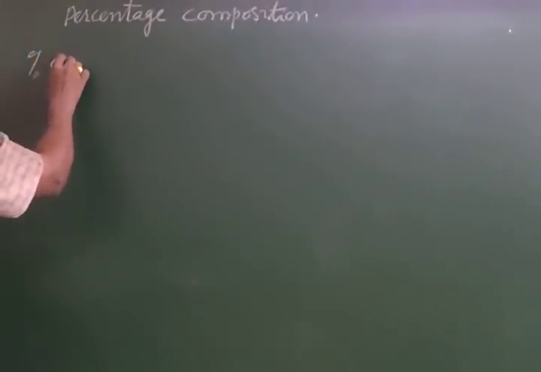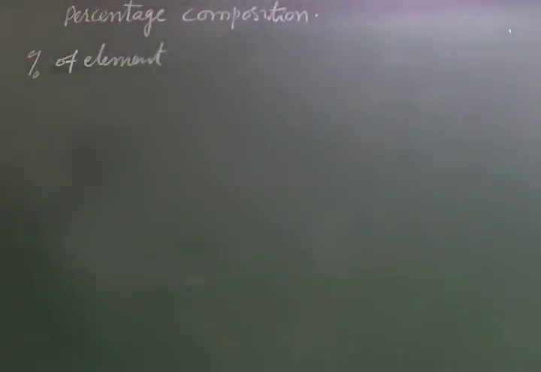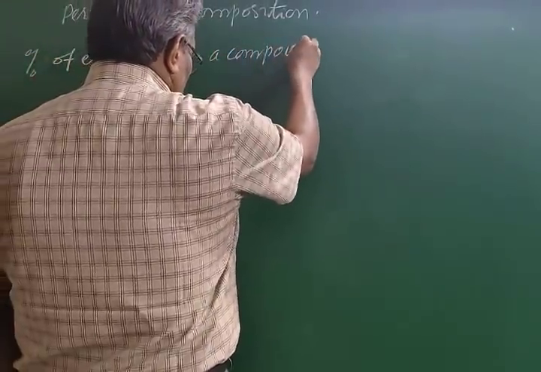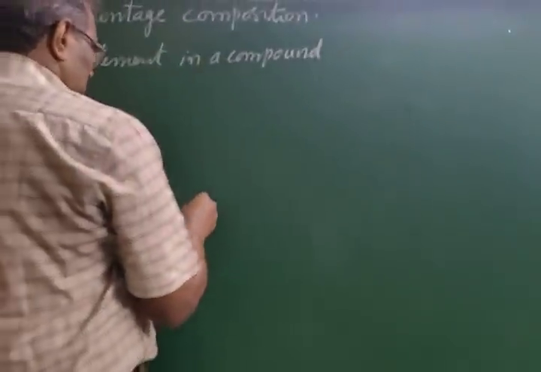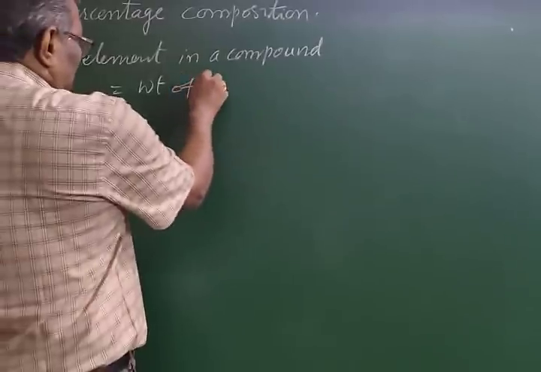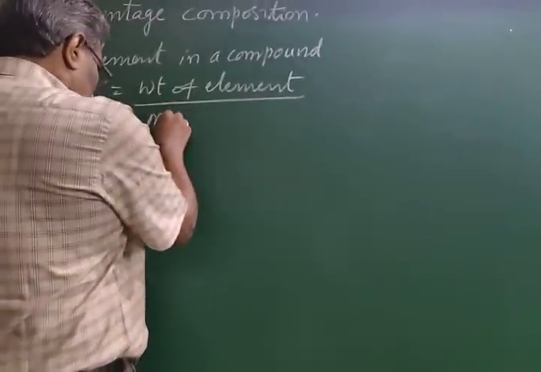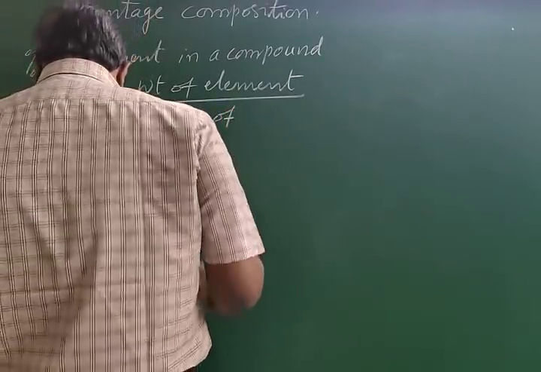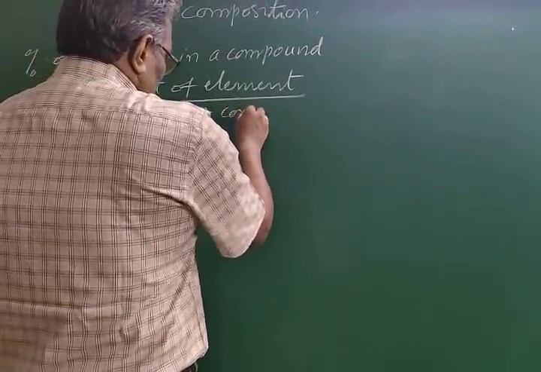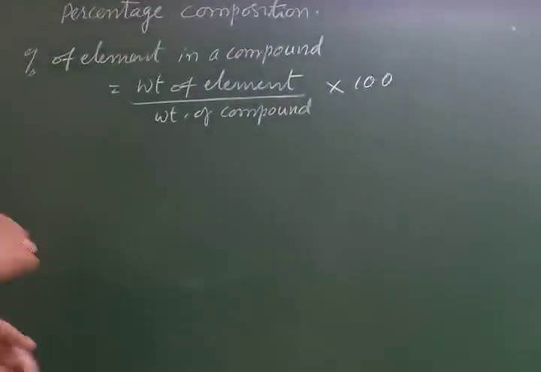Percentage of element in a compound, or percentage of a component in a compound, is equal to weight of element by weight of compound, not molecular weight, weight of element by weight of compound into 100. Weight of element by weight of compound into 100.